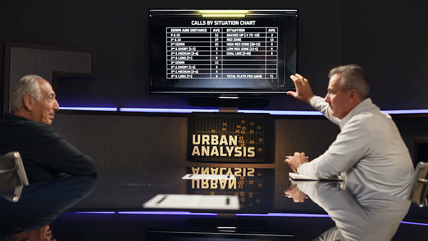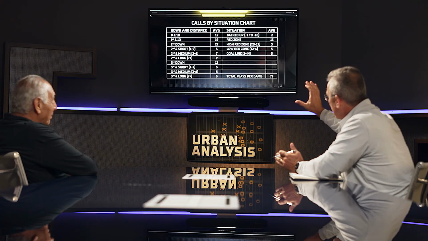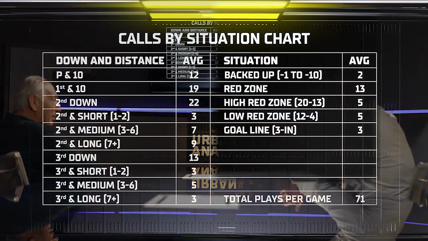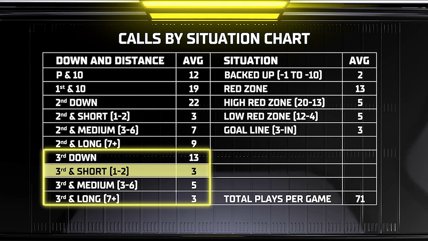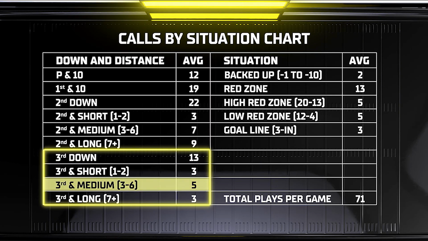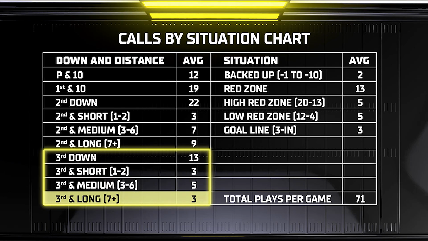Then you go to second down. We're not going to spend much time on that because we didn't spend much time on that in practice. The money downs are third down and red zone. Let's look at third down. Third down you break up into three categories. Short, 1 and 2, means third down 1 to 2 yards. That happens 3 times a game. Third and medium, 3 to 6 yards, happens 5 times a game. And third and long, 7 plus. If you're having a good game, it shouldn't happen often, but it averages 3 times a game. That's our third down, money down situation.